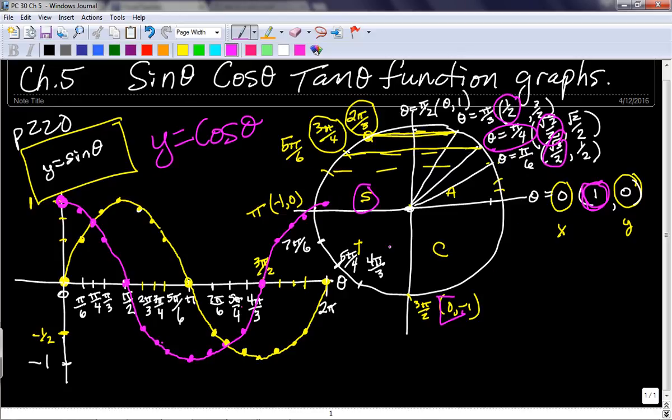And we won't talk about tan today, but we'll talk about just sine and cos and what those graphs look like. Questions?